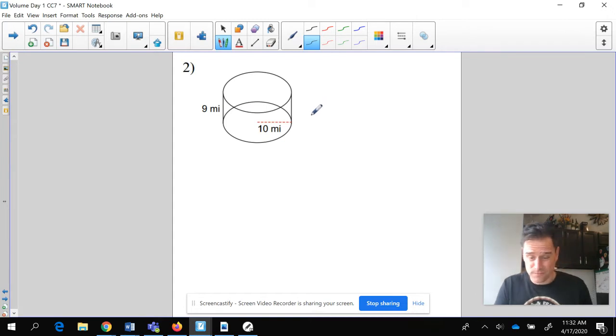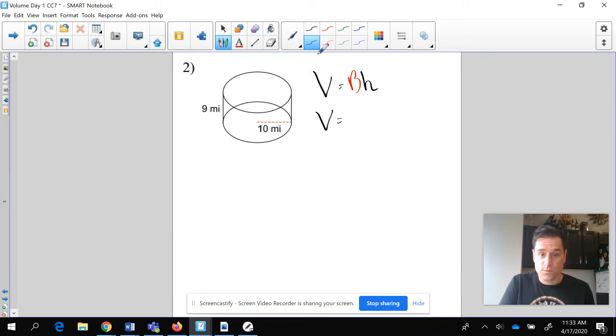Now we have a circle. And if you guys remember, we always start with this. Volume equals area of the base times height. Volume equals, what's the area of the base? What's the shape of the base? Let's see how well I can trace this, all right? Putting my skills to the test. Come on, Mr. Schreiber, you can do it. The shape of the base is a circle.